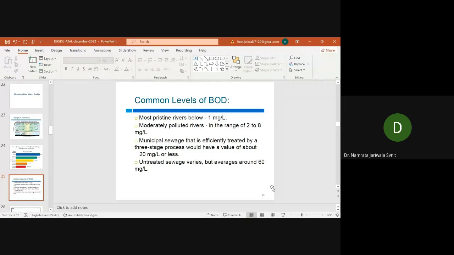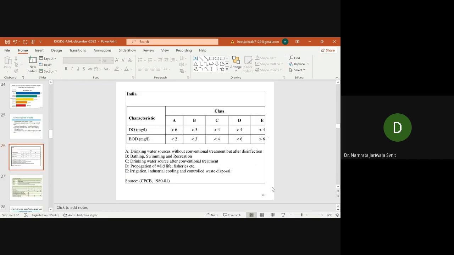So for that, there are various parameters they are considering. Based on that, DO and BOD are very, very important parameters. Generally, where the BOD is up to 1 to 10 milligram per liter, that river is considered a good river, a healthy river. So this is the classification of the Central Pollution Control Board.